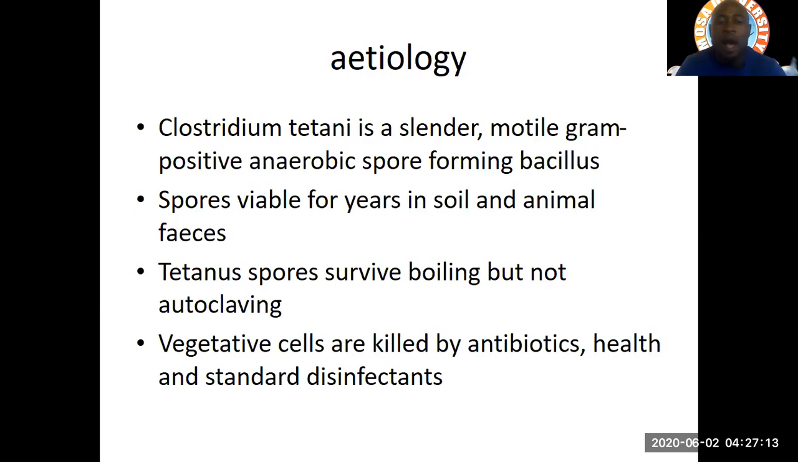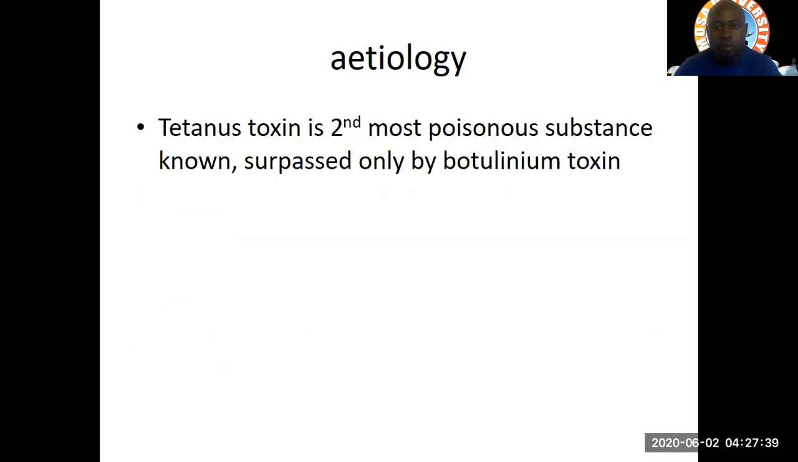Clostridium tetani has a property of high survival, which means that even if you boil the spores, they do not die. The only time you can kill them is by autoclaving. The other vegetative cells of Clostridium tetani can only be killed by antibiotics and other standard disinfectants that can be applied. Clostridium tetani produces the most potent toxin, second only to botulinum toxin.